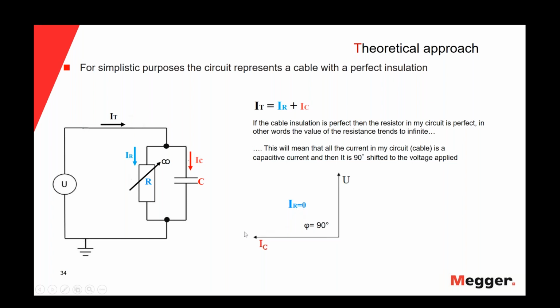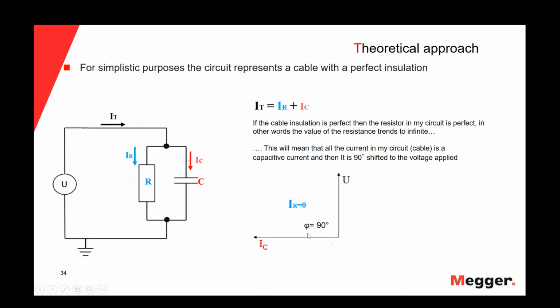Now let's consider that the insulation in my cable is no longer perfect. So we start to see some current going through this resistor. The value of the resistance no longer trends to infinite. It is no longer a perfect insulation, no longer a perfect resistor, and we will start to see some resistive current going through this resistor.